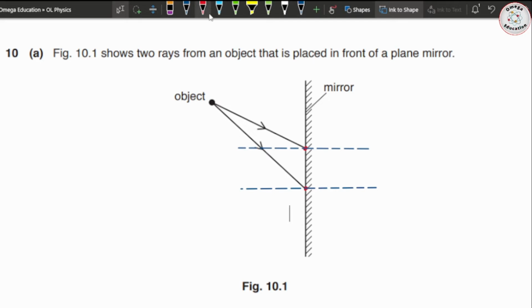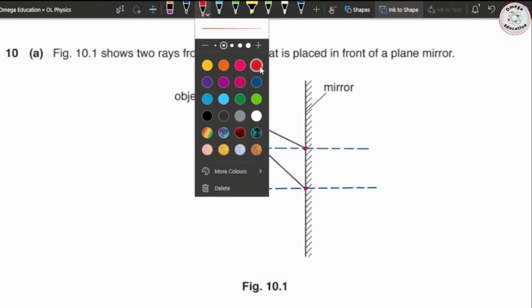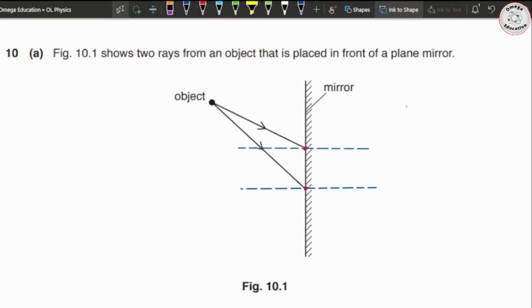The next thing that you have to do is draw the reflected rays. First we draw the reflected ray in such a way that the angle of incidence equals the angle of reflection. For the first one, you can call this ray A and this ray B. So for rays A and B, the angle of incidence should equal the angle of reflection. I'll be trying to draw these rays now.